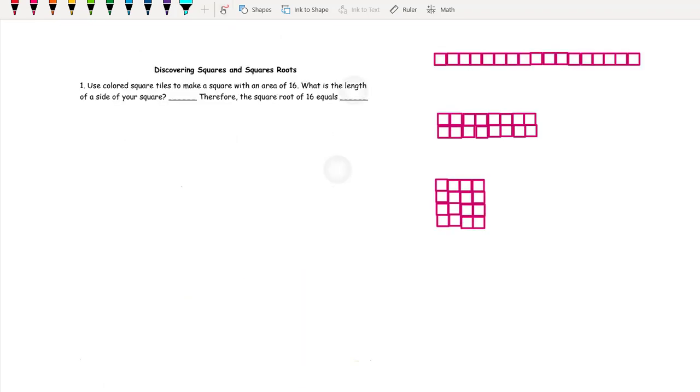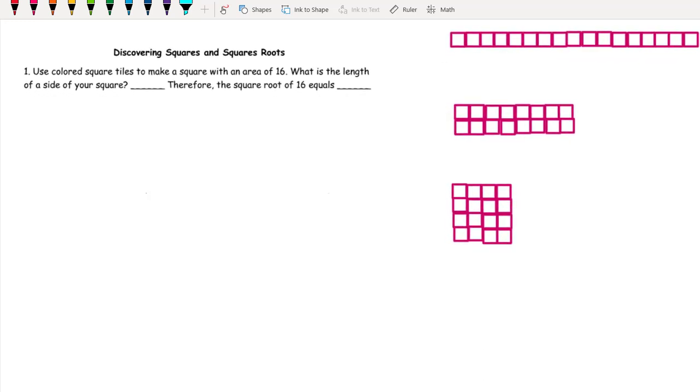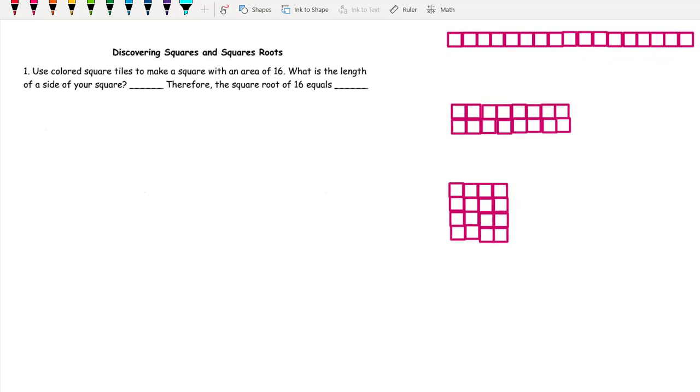So looking at that, with that in mind, if you were in my classroom, I would give you a whole bunch of colored tiles and we would physically do this. So we're going to do this digitally. So we're going to use colored square tiles to make a square with an area of 16. So think of it like when you were in 3rd grade or 4th grade and you made arrays with the multiplication tables. You could make an array of a 1 by 16, like this one right here.